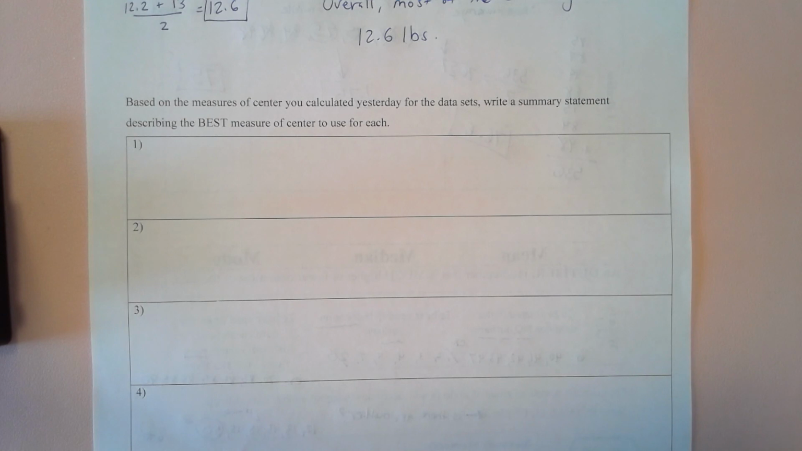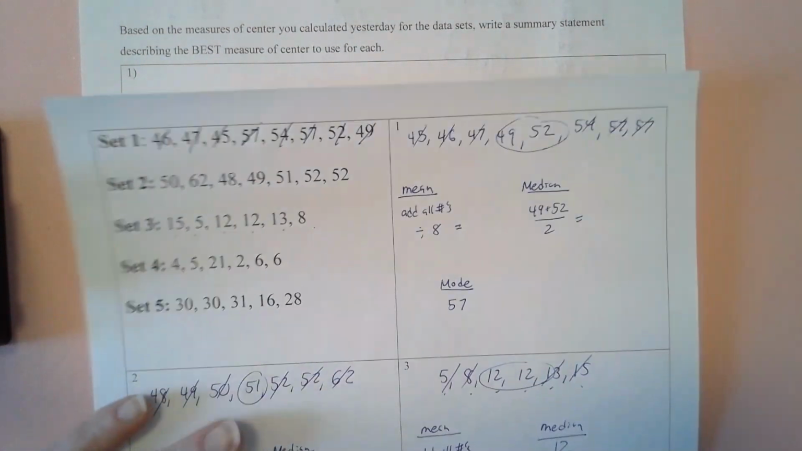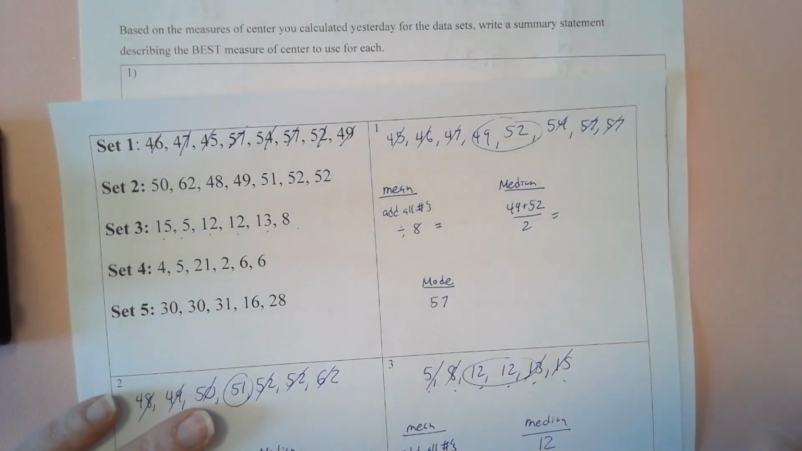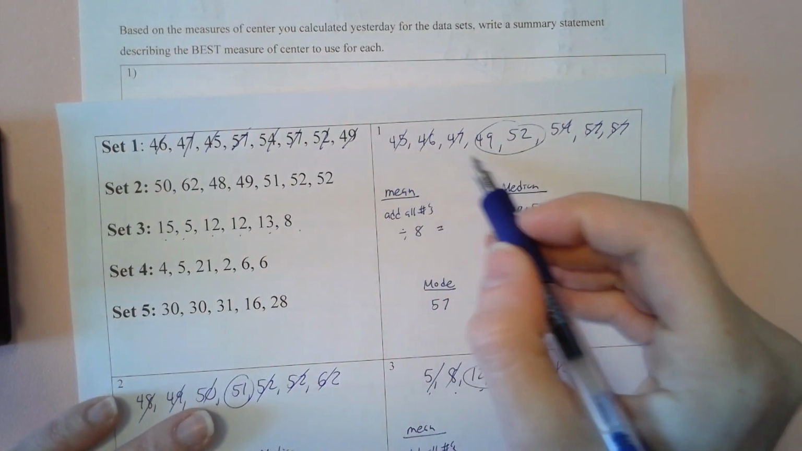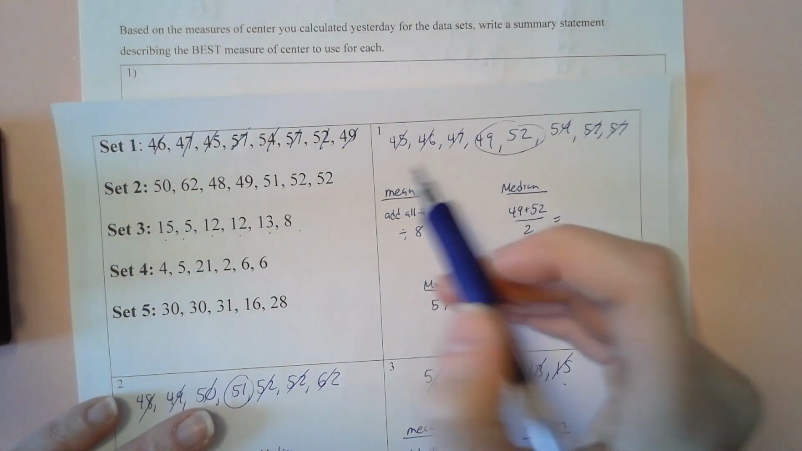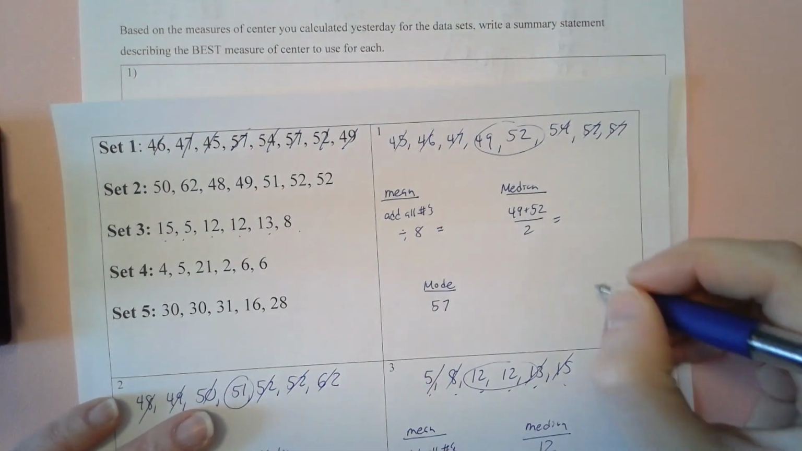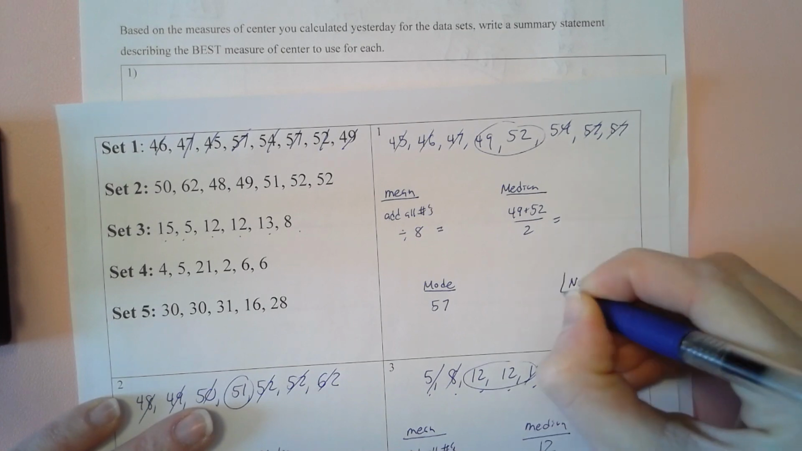Okay, so if you're back, you're ready to rock and roll. So let's look at the sets of data. Here's set number 1. I have my data over here. Again, I'm asking myself the major question: is there an outlier? In this particular set of data, I don't really see a number that's really, really low or really, really high. So I'm going to say there's no outlier for this one. And since there's no outlier, the mean would be the best measure of center.